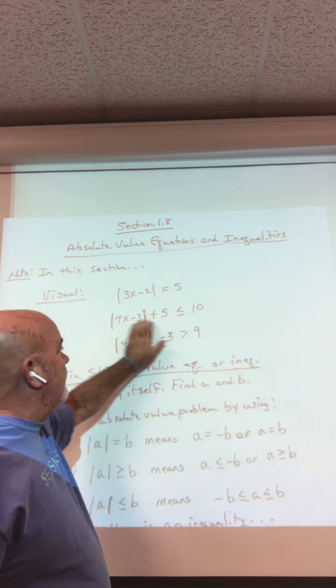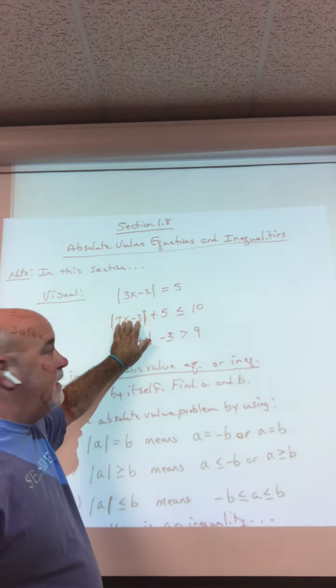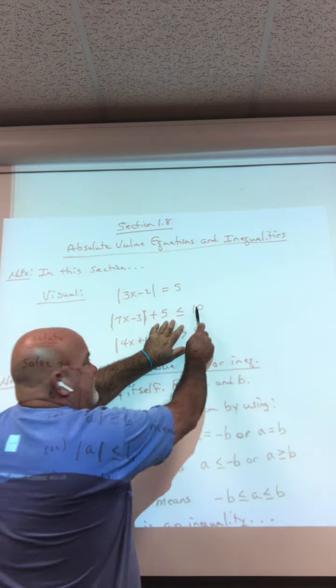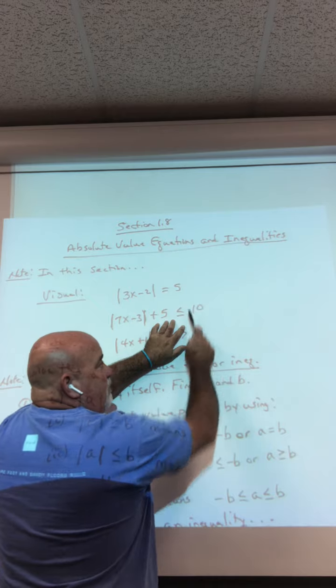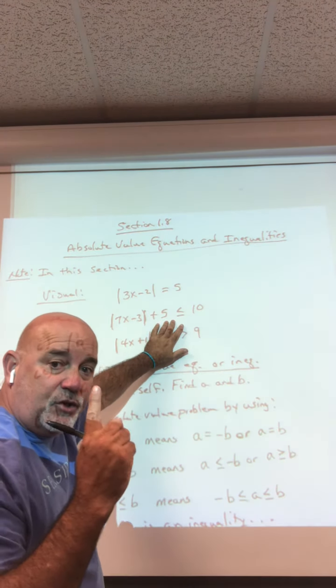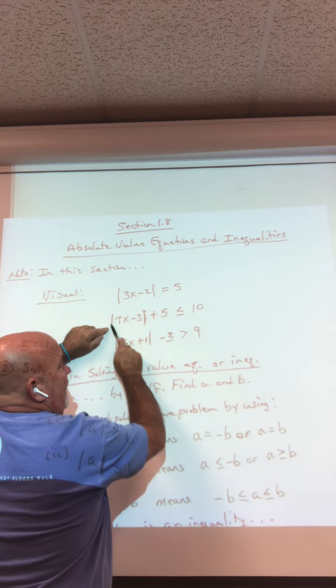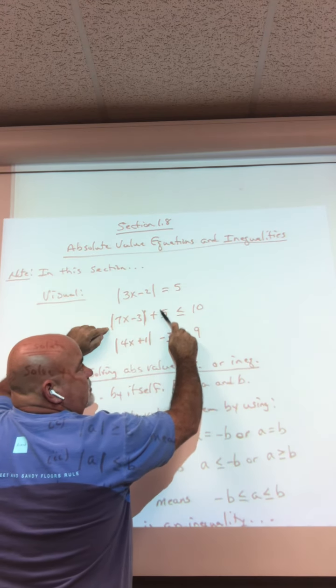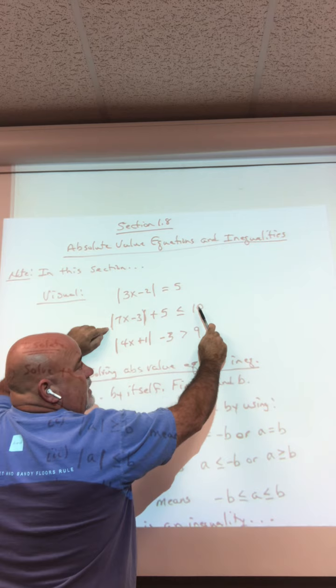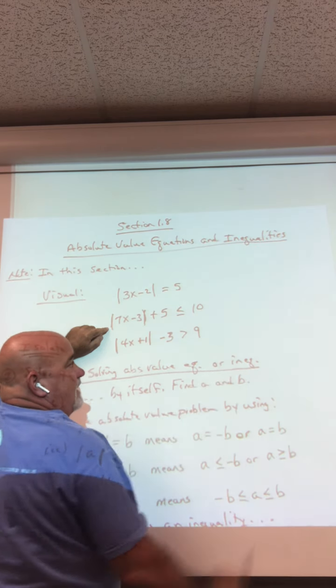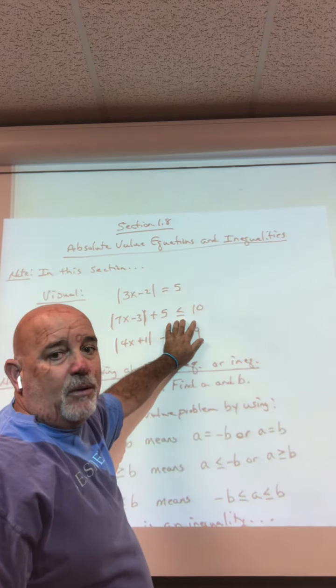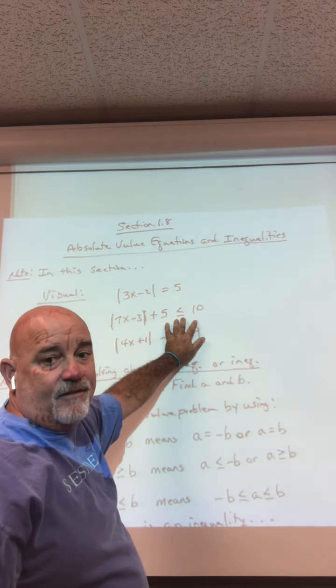In this problem right here, this is A. In this problem, this is not B. So B is not 10 because you have to do step 1 first. Step 1 says get the absolute value by itself. So you have to subtract that 5 across. So 10 minus 5 is 5. So in this problem, B is not 10, it's 5.